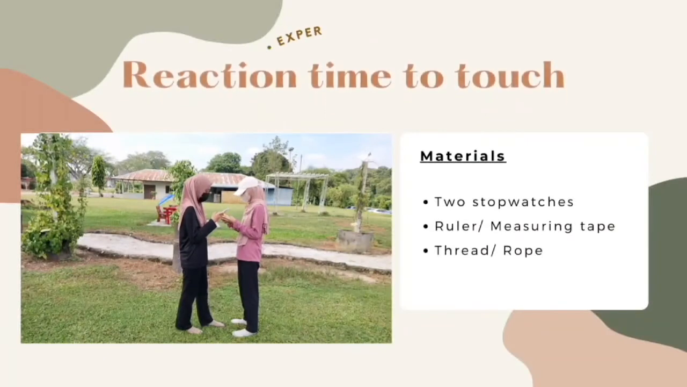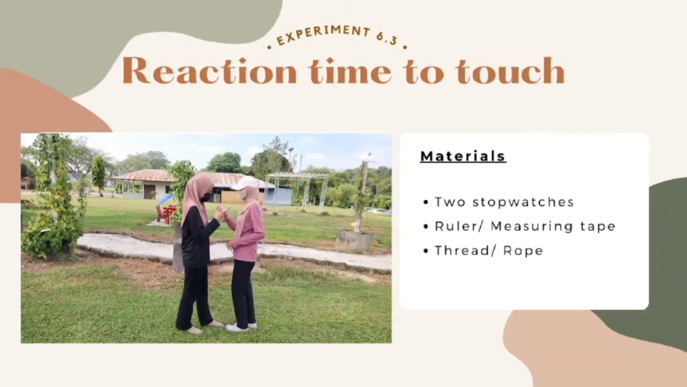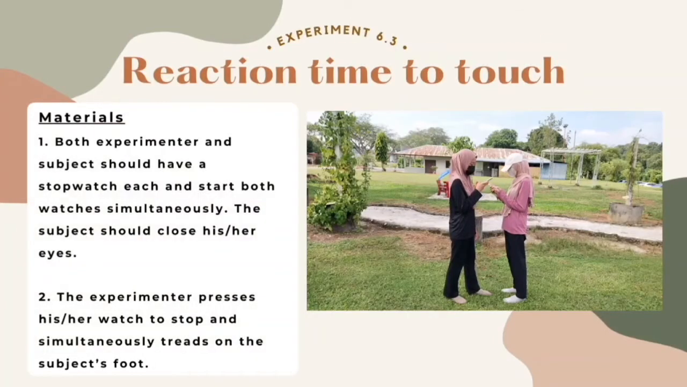Okay guys, so let's move to experiment 6.3, which is duration time to touch. The materials needed are 2 stopwatches, a ruler or measuring tape, and thread or rope. Right, so the procedure for experiment 6.3 is... Oh, wait a minute. It is procedure, not material.